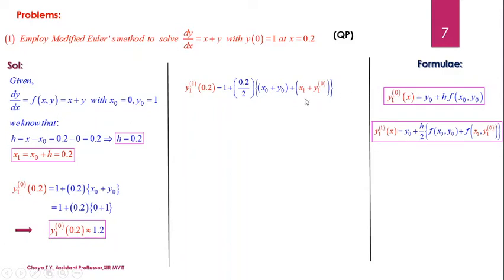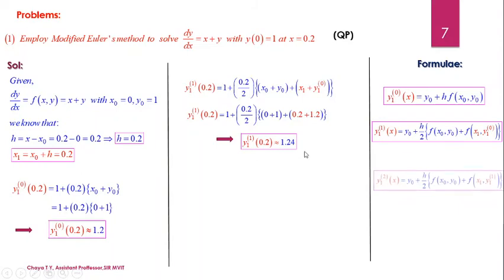So first I'll write the expression here. It is x1 plus y1 from the 0th stage. Then substitute the values. We are going to get x0 is 0, y0 is 1, and x1 we have obtained as 0.2. y1 from the 0th stage is 1.2. I am going to substitute the same here. Then simplify. We arrive at y1 of 1 at the point x equals 0.2 is approximately equal to 1.24.